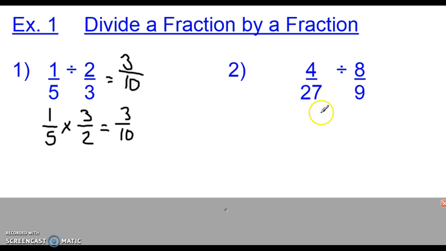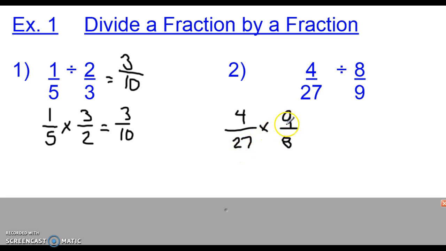Go ahead and pause the video and try number 2 on your own. Okay, so here you have 4 over 27, which I'm going to keep. I'm going to change my division sign into a multiplication sign, and I'm going to flip my 8/9 into 9 over 8. Now, some of you right now would start multiplying across. However, others of you might see that you can simplify before multiplying.